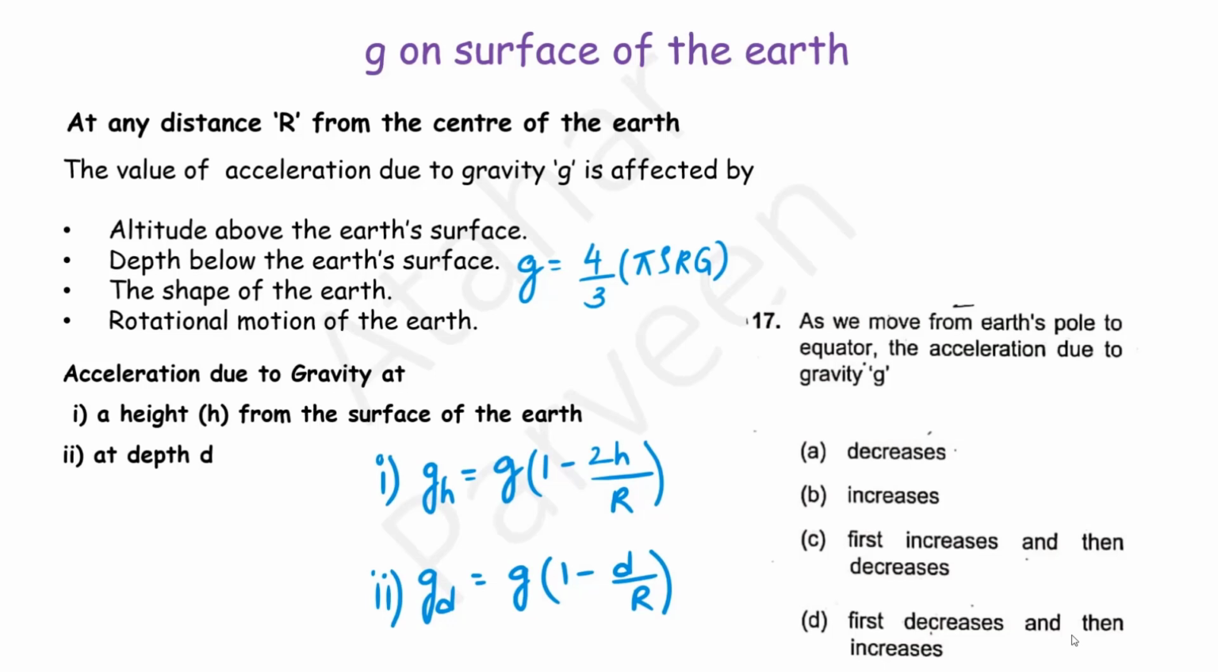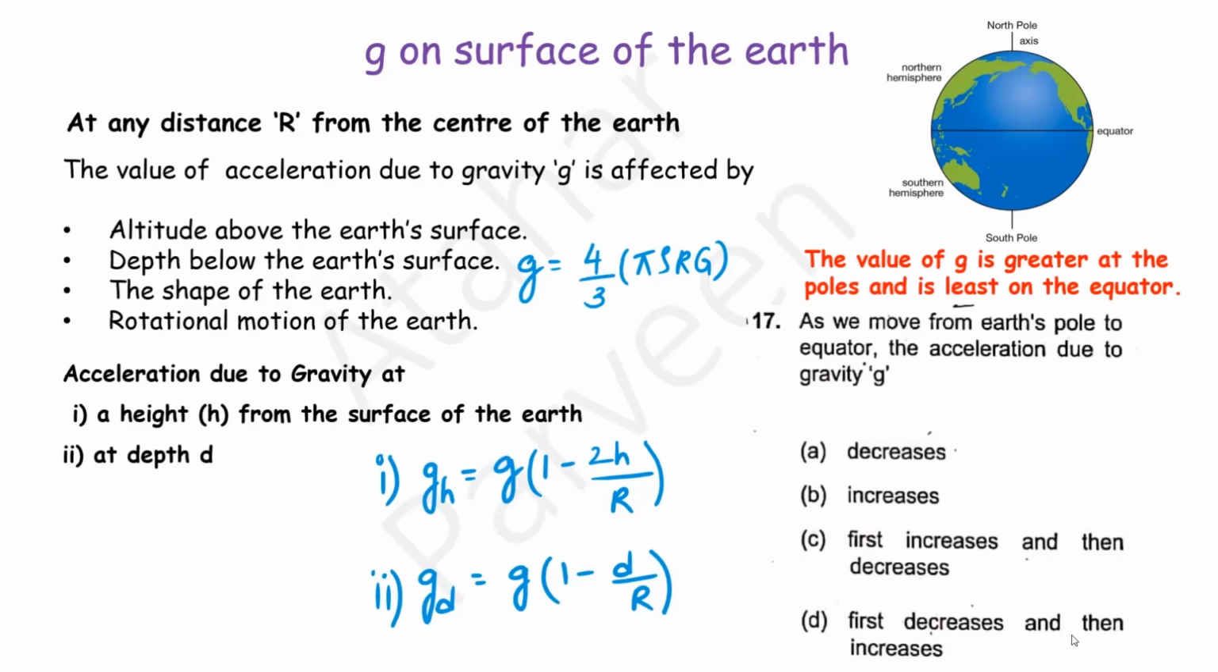Earlier also I told you, right? See, if you look at a globe, you can see that poles are at the corners and the equator is in the middle. So what will be there in the middle? Height will be 0, right? In the middle of the Earth, height will be 0. But at the pole, height will be maximum. And what we are saying is that the acceleration due to gravity at height h is directly proportional to the height, right? As the height increases, the gravity also increases. So the value of gravity is greater at the poles and it will be least at the equator. So the answer for this question is that as we move from Earth's pole to equator, the acceleration due to gravity decreases. Okay.